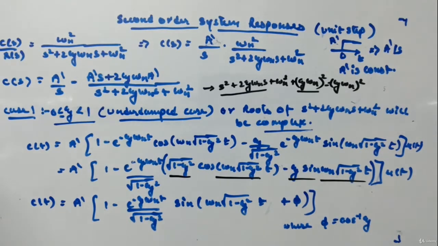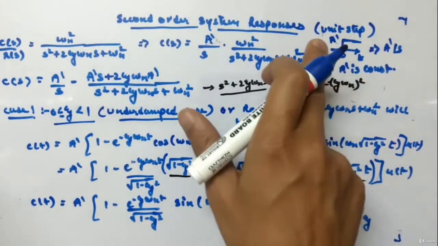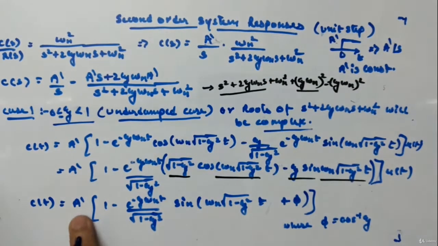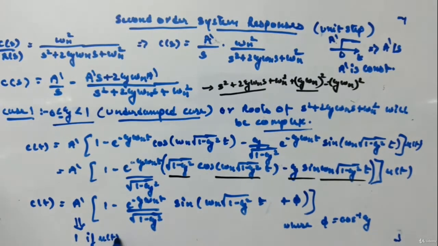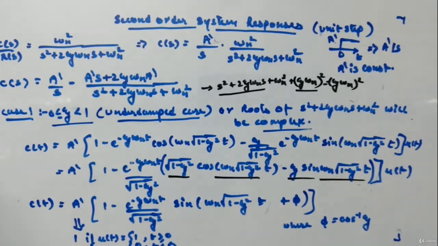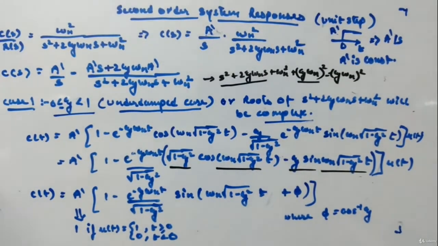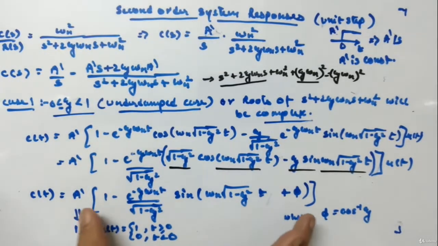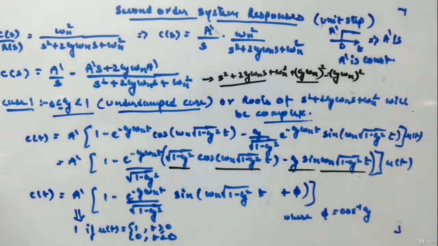Okay, and one more thing, if your step signal has the magnitude of 1, which means a dash is equal to 1, then this will be 1, if u(t) is equal to this. Okay, I hope you got the feel of the underdamped case. That's how you calculate the response. Remember this equation. This comes in handy a lot of times, and this a dash case you should remember.